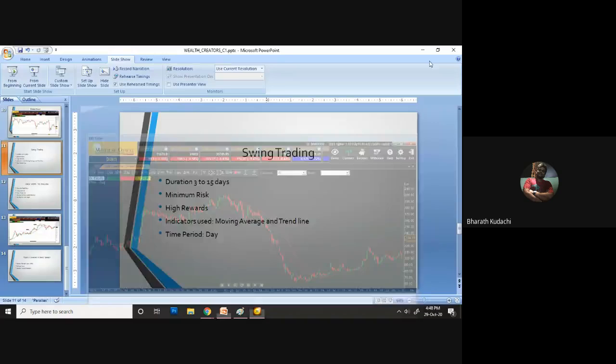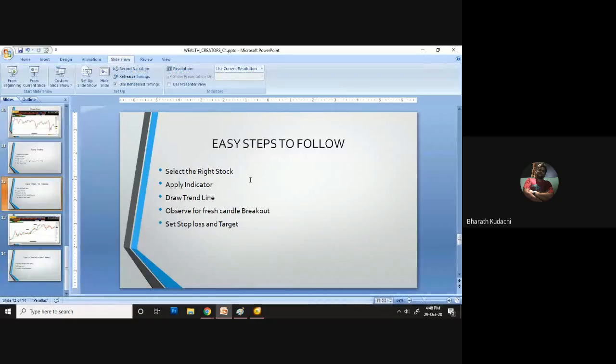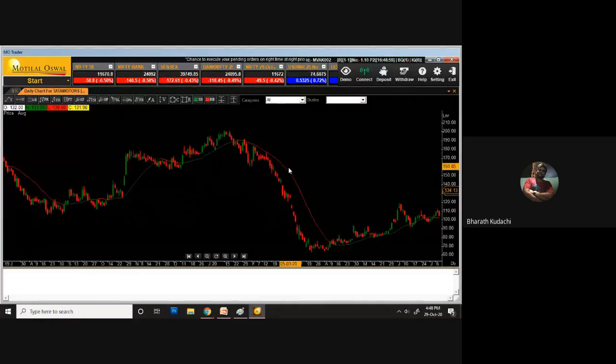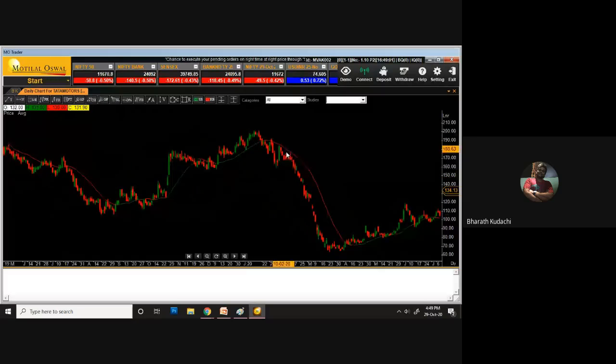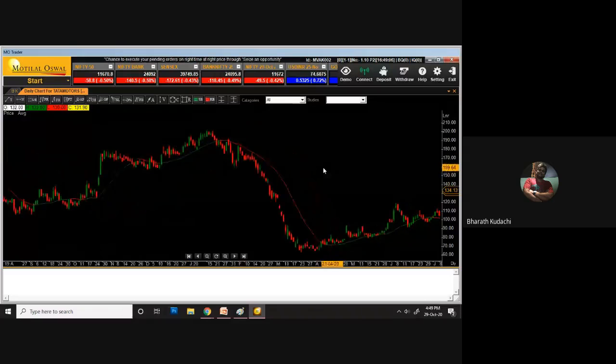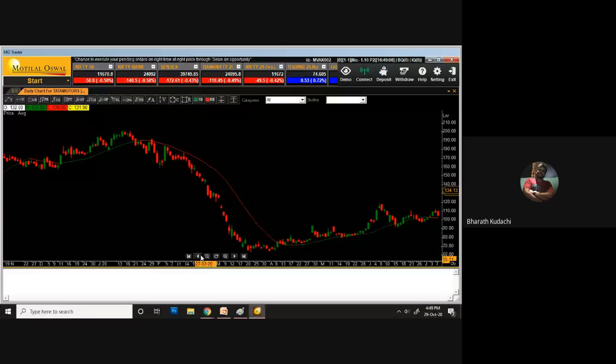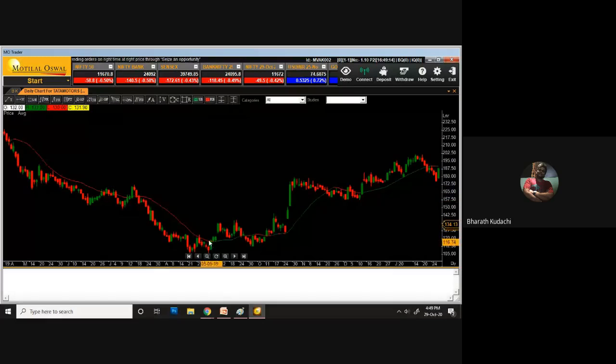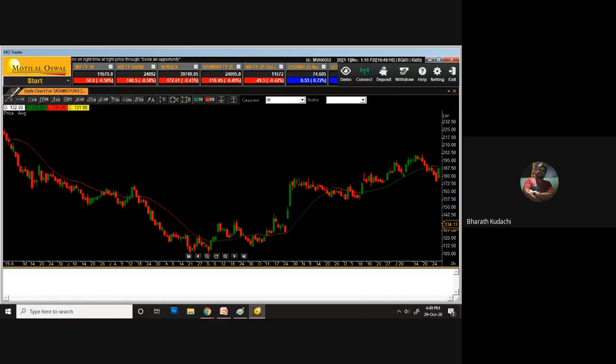Coming to the points again, I selected the stock, applied the indicator, and now I'll be drawing the trend line. How to draw a trend line? Suppose this is my downtrend. Wait, I'll take one small example. Yes, this is my downtrend here. I'll just connect the lower highs. See, I'll just connect this.